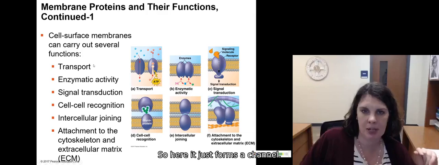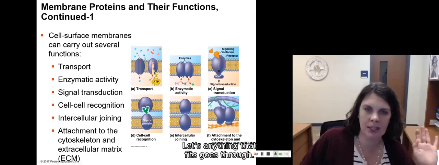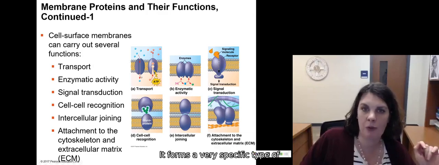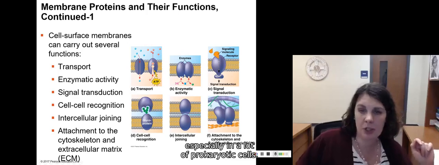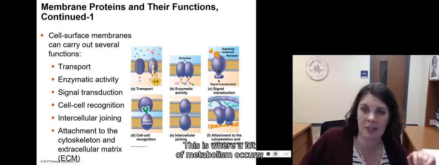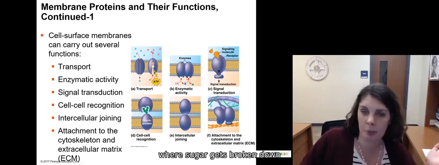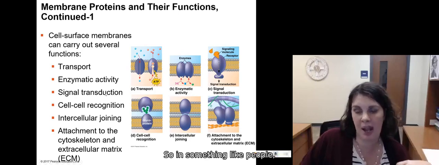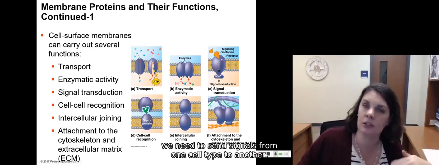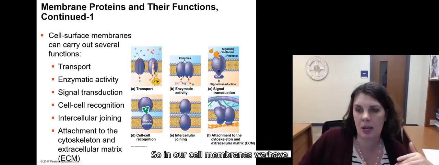So cell surface membrane proteins can carry out several different functions. One is transport. So here it just forms a channel, lets anything that fits go through. Here it forms a very specific type of receptor channel where you have to fit in it, and then it'll open and let it out. Some membrane proteins are enzymes. They're going to be changing things down. Especially in a lot of prokaryotic cells, this is where a lot of metabolism occurs, where sugar gets broken down to energy.